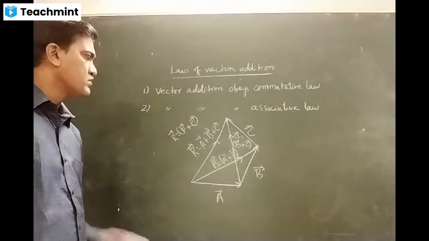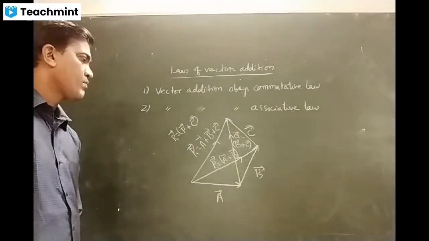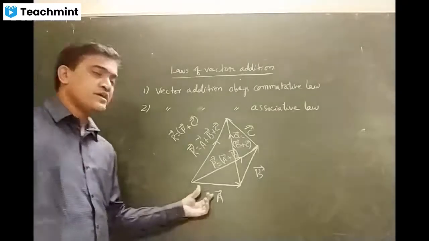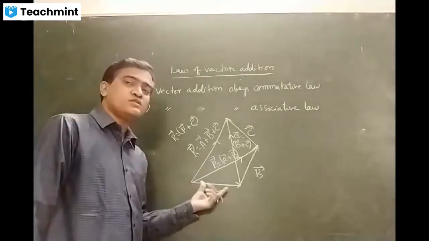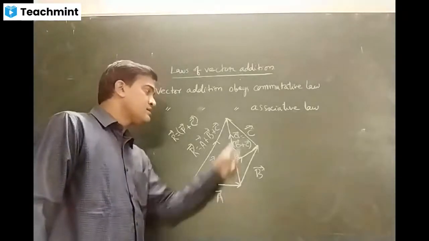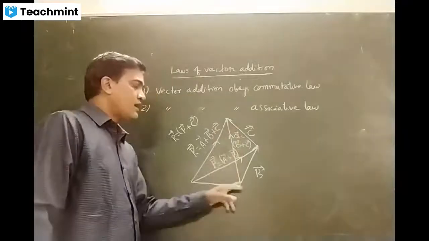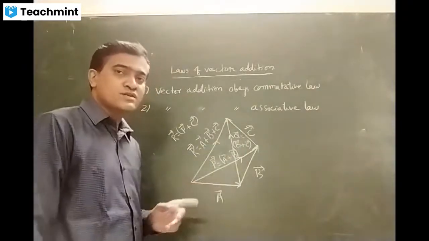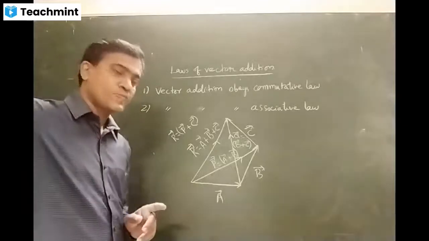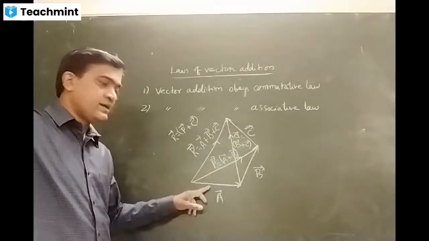Tail of the A bar to the head of Q bar. What I'm asking is, now look at only these vectors A bar and this Q bar. Are they touching each other in such a way that we can add these two vectors? Yes, sir. First vector is A bar.